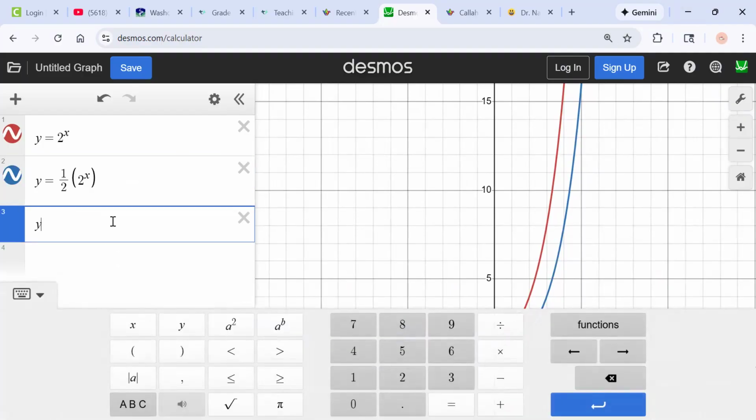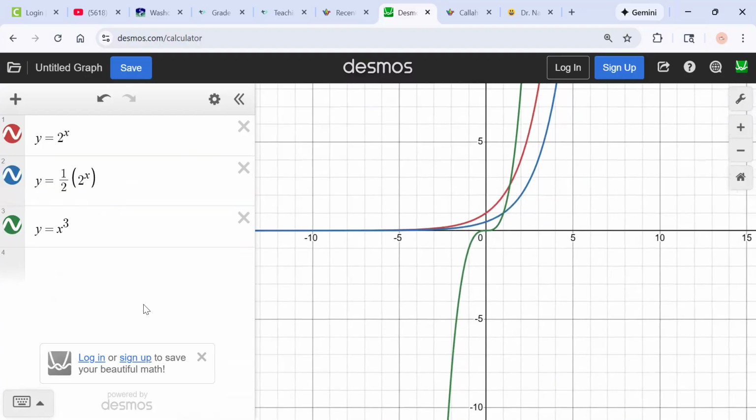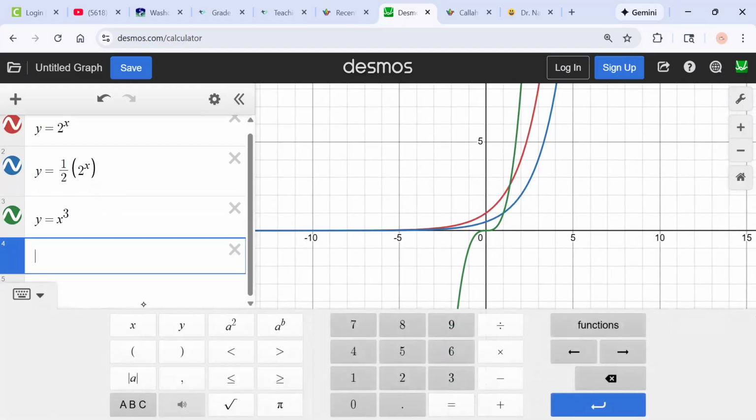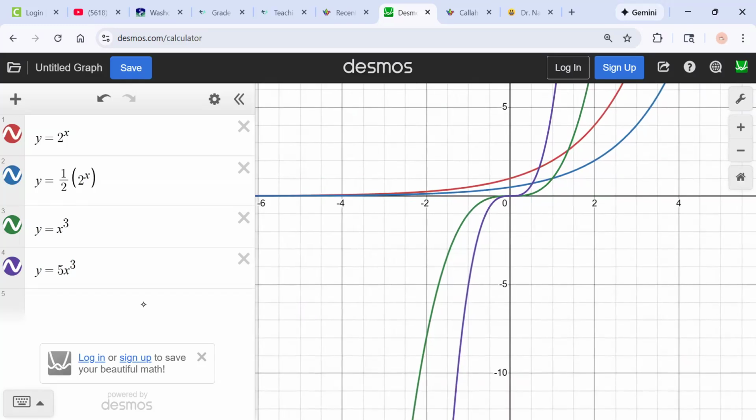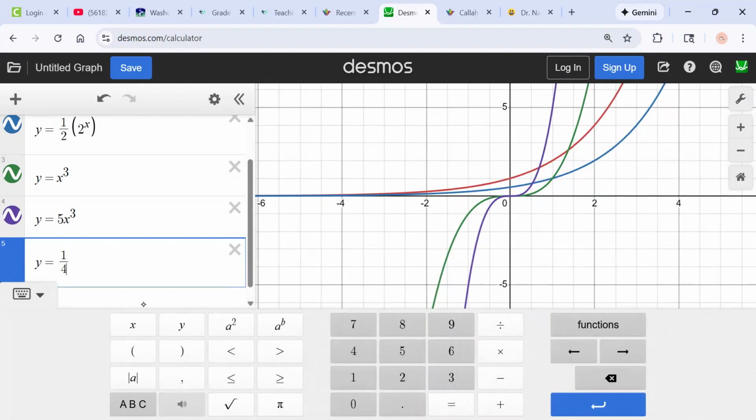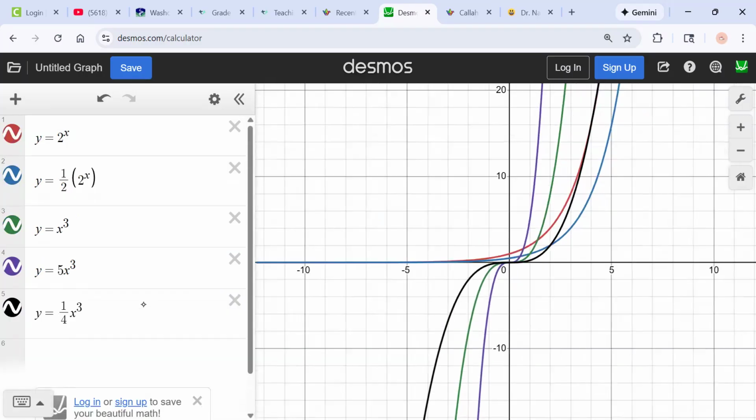Or if you want to try, for example, y equals x cubed, the green one is normal. Do you see how it's very close to x equals 2, x equals -2 right here? Now, if I want to make this skinnier, I can go y equals 5x cubed. Now look at that purple. Do you see how the purple is a lot skinnier than the green? That's the only way to figure it out. Or if I do y equals 1/4 x cubed, then do you see the black is a lot wider than the green? Desmos is really the only way that I can do that.